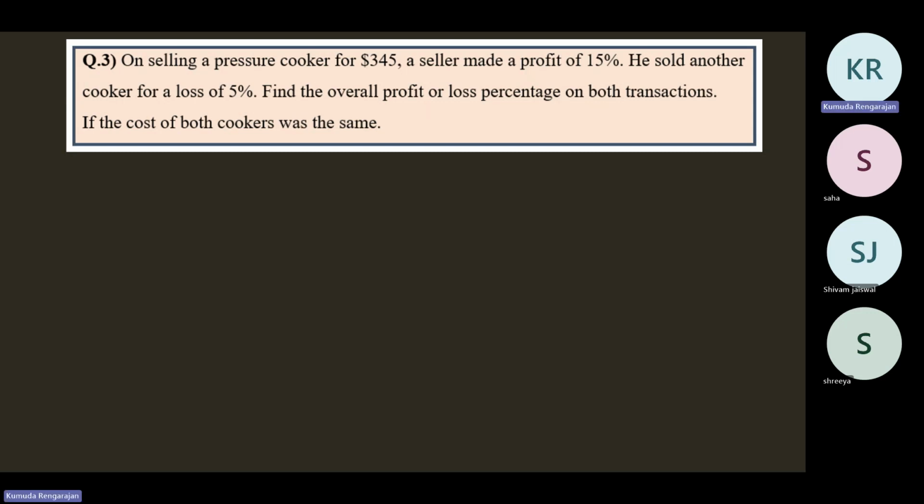On selling a pressure cooker for $345, a seller made a profit of 15%. He sold another cooker for a loss of 5%. Find the overall profit or loss percentage on both transactions if the cost of both the cookers was the same.